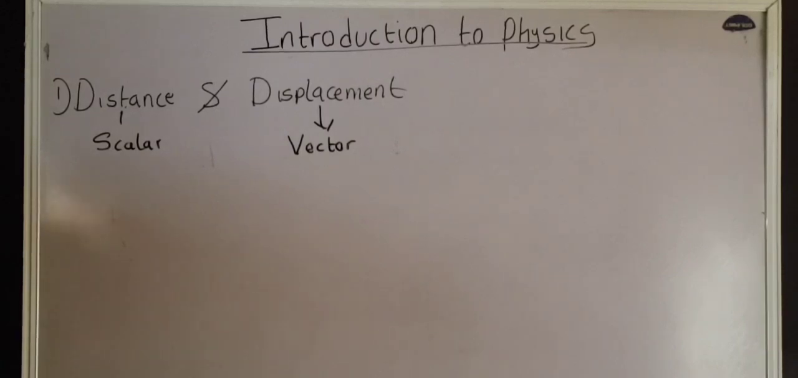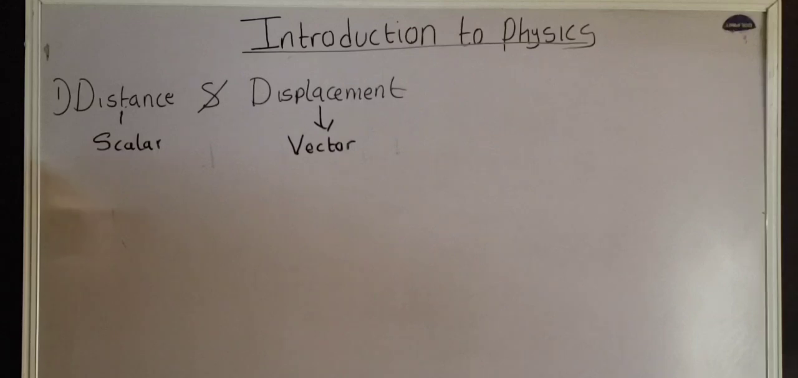Now, I want you to try this. Determine whether this is a distance or displacement. A motorist traveled 50 kilometers to the east. Is that displacement or distance? Yeah, that is displacement, because we are given the direction to which the motorist traveled.